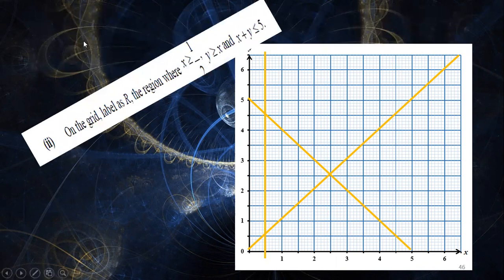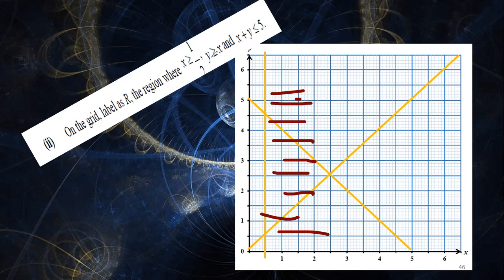And this question says, on the grid, label as R the region where x is greater than or equal to a half, y is greater than or equal to x, and x plus y is less than or equal to 5. Pretty much straightforward. This is the line x equals a half, so anything greater than will be on this side of the line, coming down here. And y is greater than or equal to x will be above the line y equals x, which is this region here. That's the region y is greater than or equal to x.